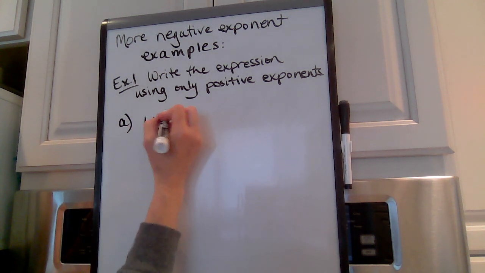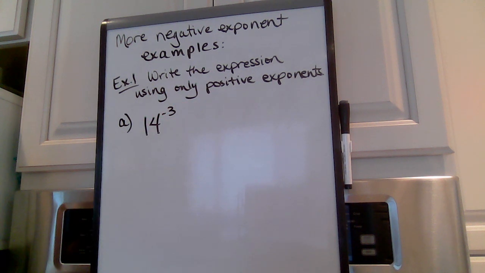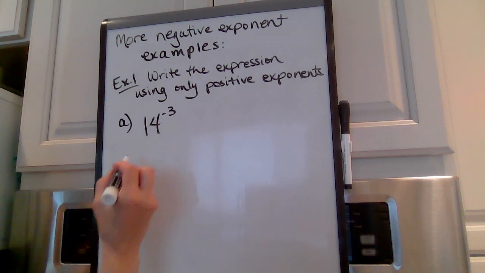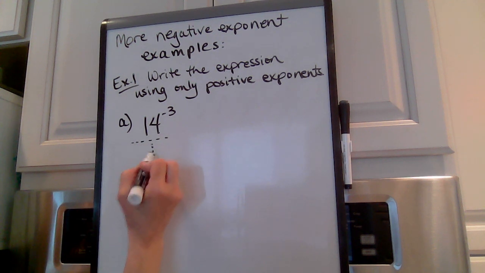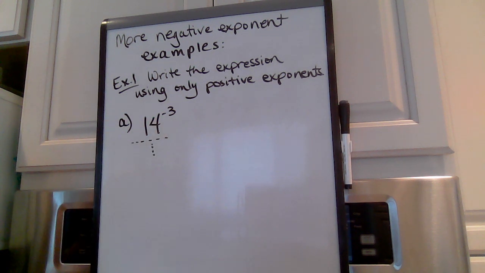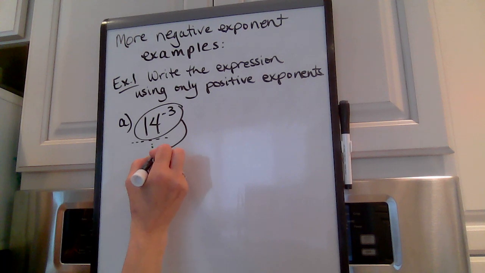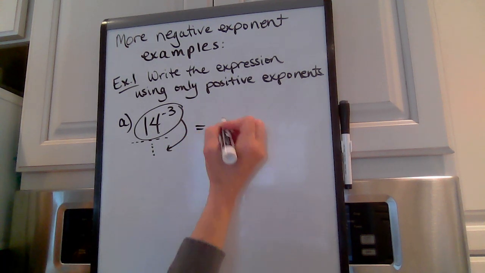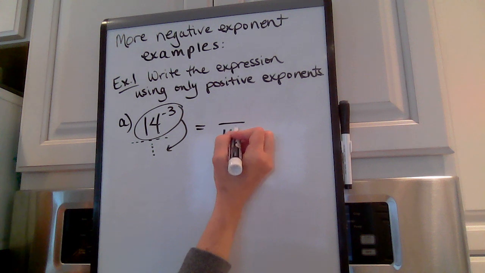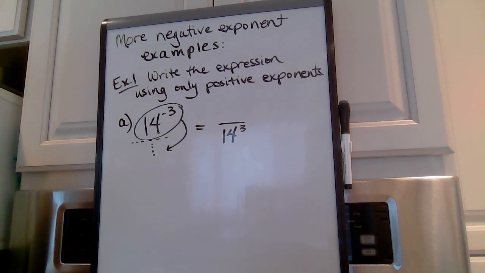I have 14 to the negative third power. So that negative power tells you that the base is not where it belongs. Right now, if we were to write this as a fraction, 14 to the negative third power is sitting in the numerator. And that negative exponent is telling you it doesn't belong in the numerator. This whole thing belongs in the denominator, which then leaves us with 14 to the positive 3 in the denominator.